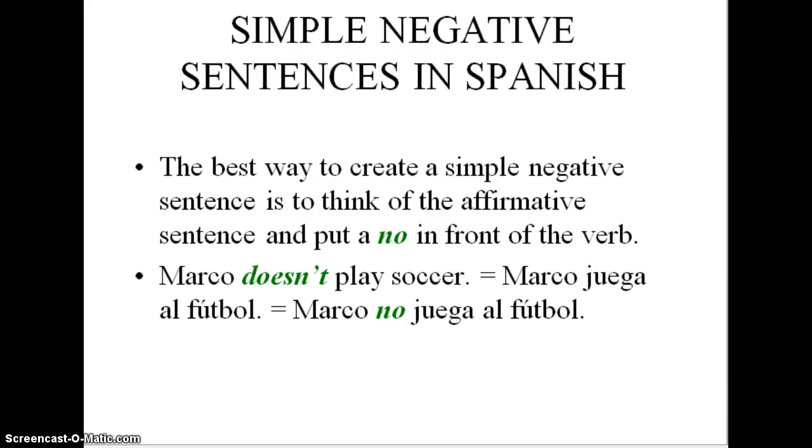Simple negative sentences in Spanish. The best way to create a simple negative is to just do the normal sentence and then put a no in front of it. So, Marco doesn't play soccer. First we're going to say Marco plays soccer, Marco juega fútbol. And then you just put a no in front of juega. So, Marco no juega al fútbol. All we're doing is putting a no in front of the conjugated verb. Super easy.